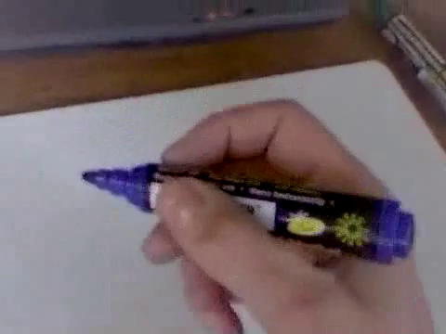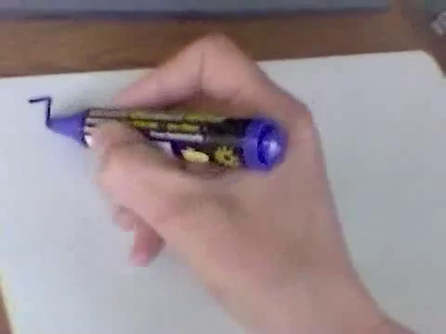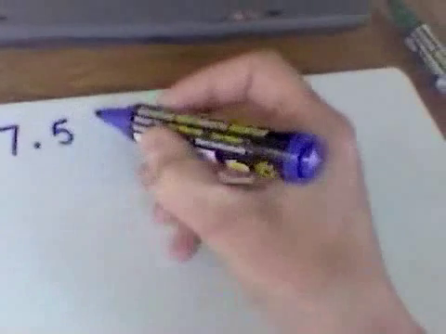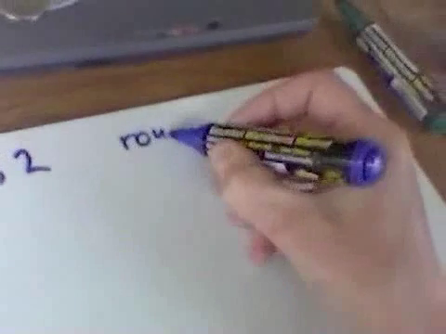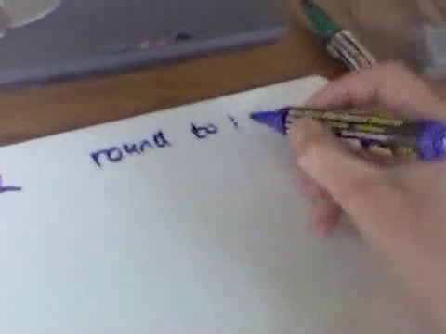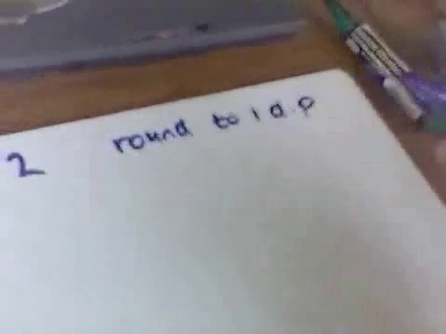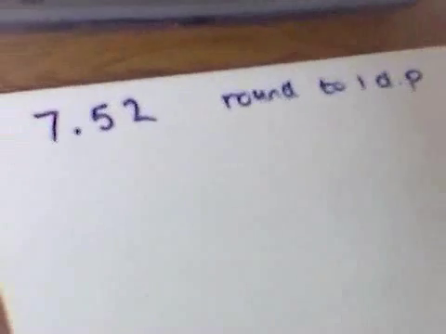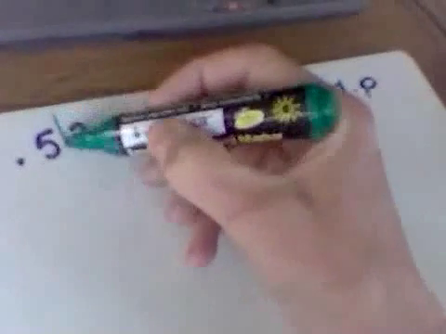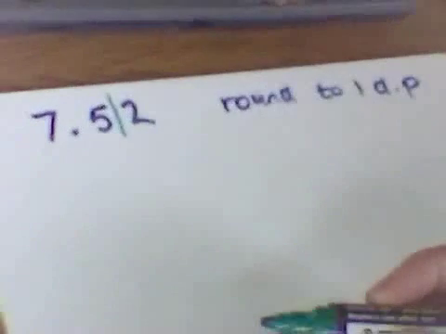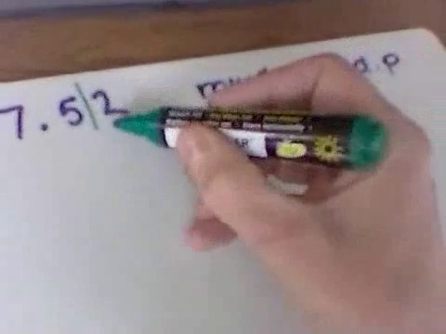Okay, this time we're going to round a number to one decimal place, but we're not going to use the number line. We're going to try it without. So we're going to look at the number 7.52, and we're going to round to one decimal place. So if we look at the number 7.52, that's one place after the decimal point. I know the number is going to have to end right there. So this time I look at the number 2.